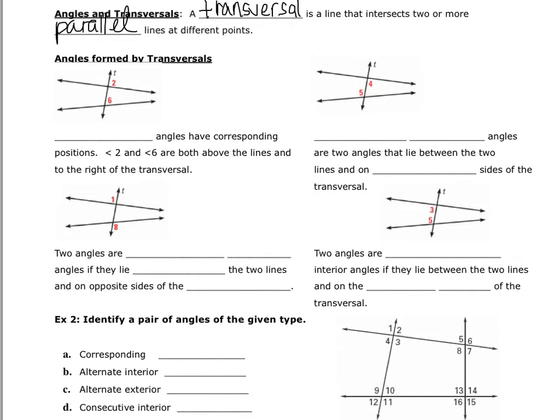And a transversal, the lines do not have to be parallel. As you can see in our diagrams here, a transversal can also intersect non-parallel lines. Next time we'll learn what you can do differently if they are parallel and what you cannot do if they're not parallel. So for today, we don't have parallel lines here. We're going to just talk about the transversal with the non-parallel lines.